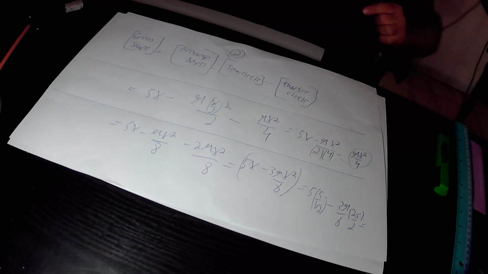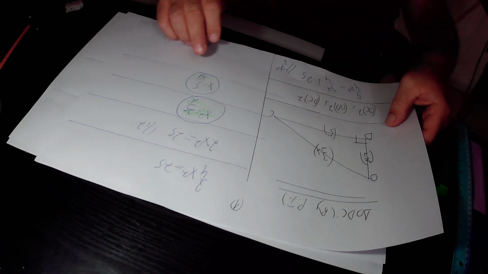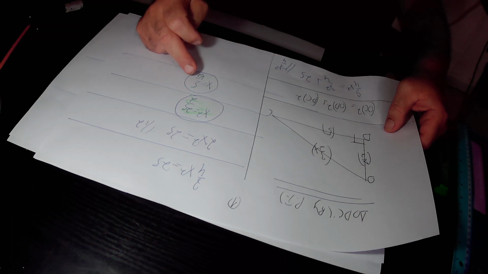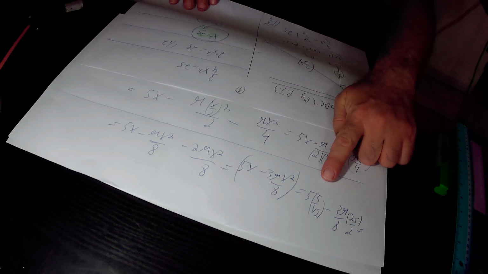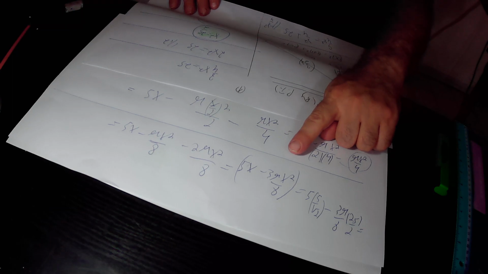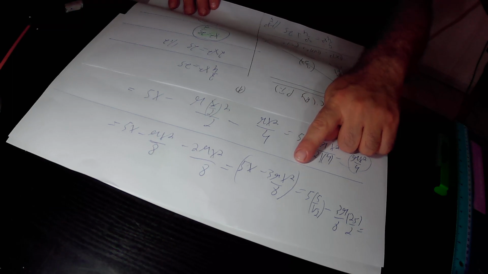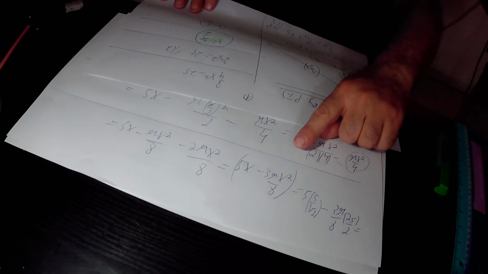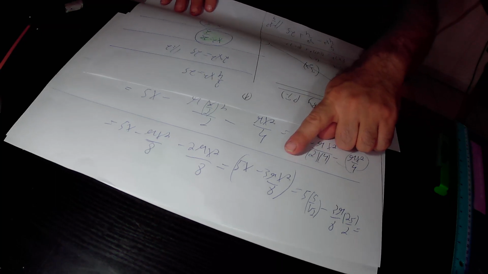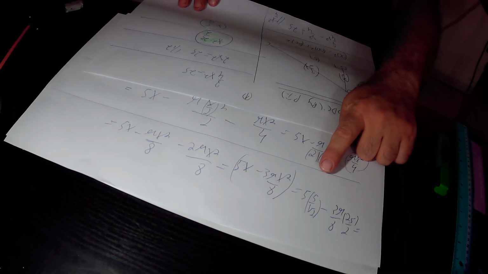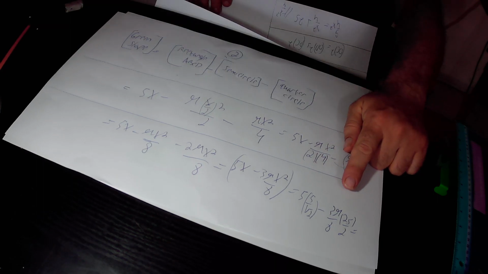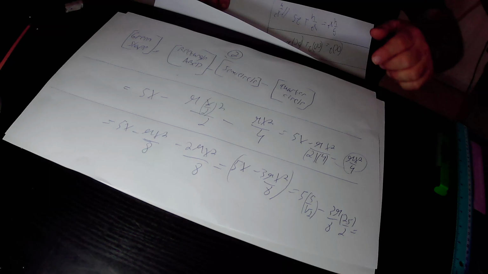But we have already found out that x squared equals 25 over 2 and x equals 5 over square root of 2. Therefore, 5x is 5 times 5 over square root of 2, minus 3 pi over 8 times x squared, and x squared is 25 over 2. So in total, the area of the green shape equals 5 times 5 over square root of 2 minus 3 pi over 8 times 25 over 2.